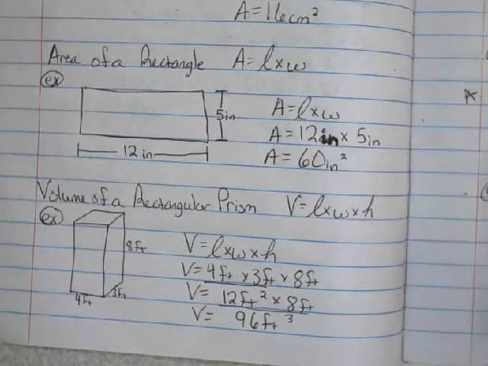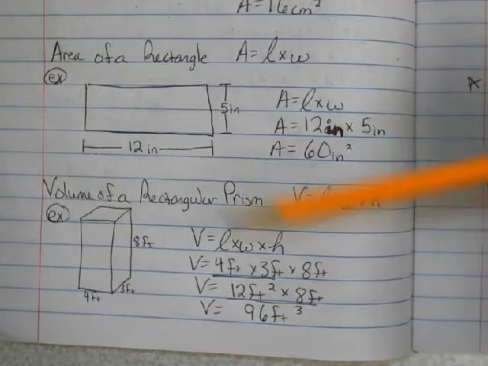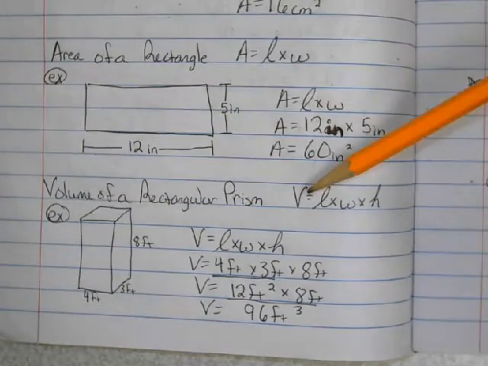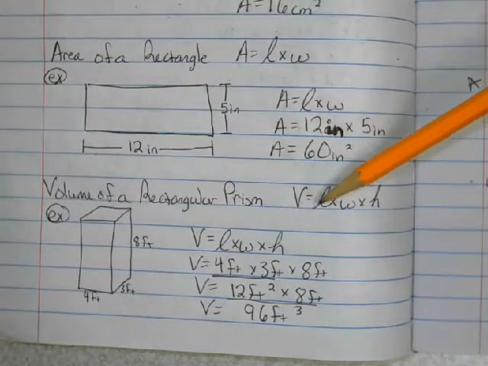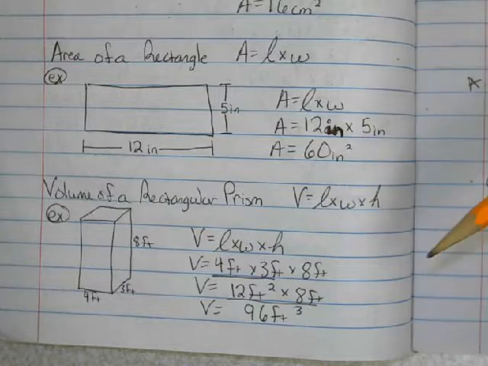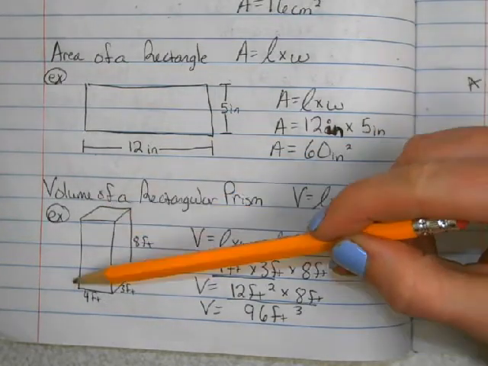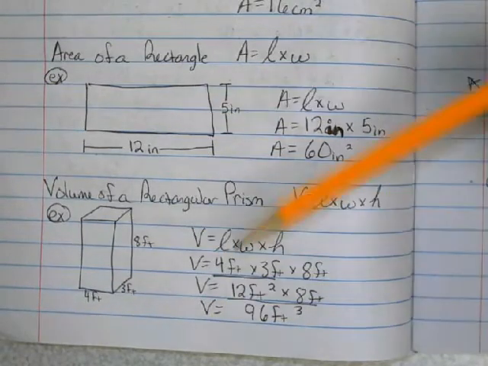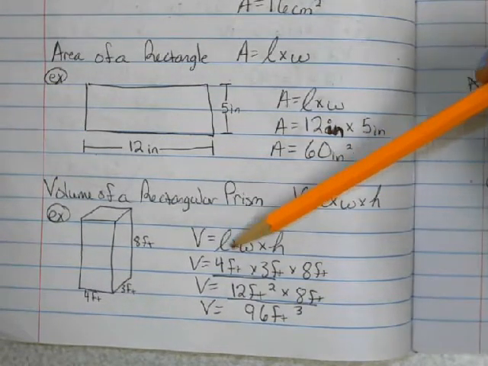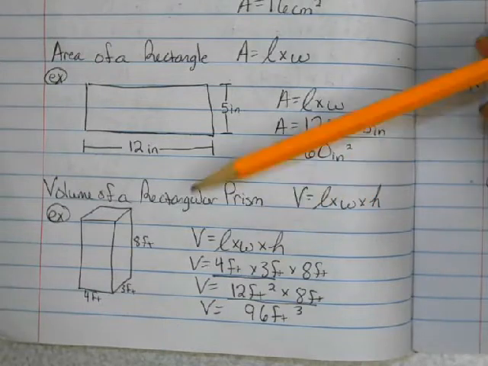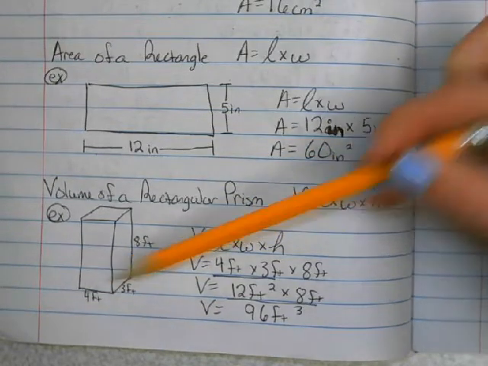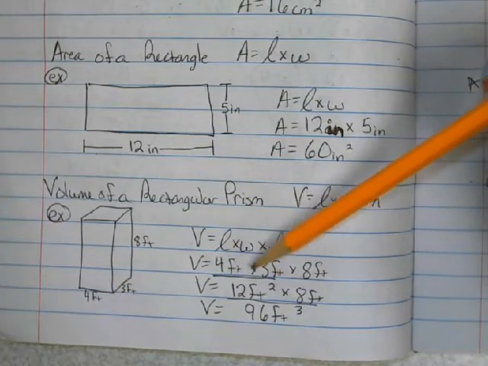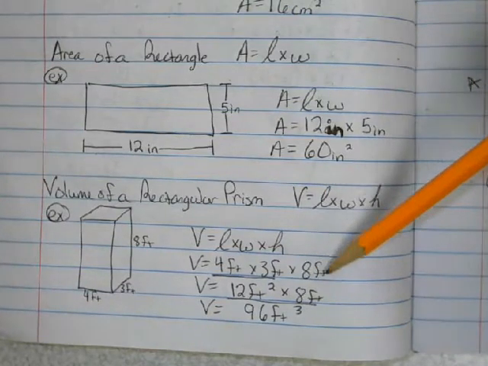And the very last one is the volume of a rectangular prism. The formula for volume is length times width times height. And my rectangular prism is here. We have length, width, height. So the formula is length times width times height. And then we have 4 feet times 3 feet times 8 feet.